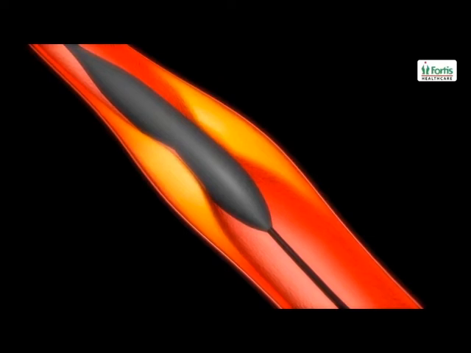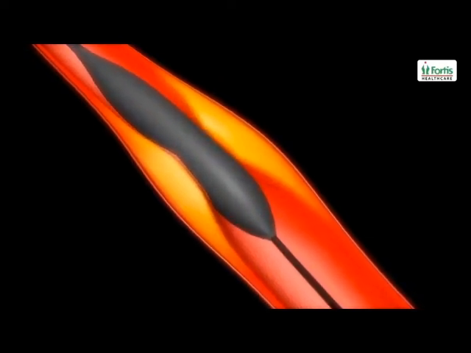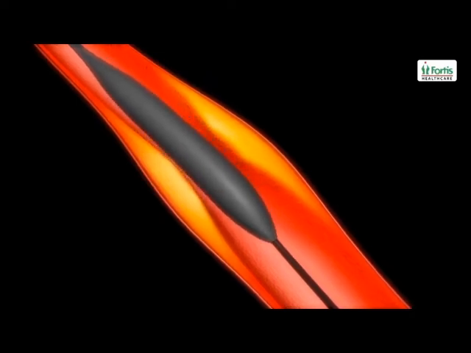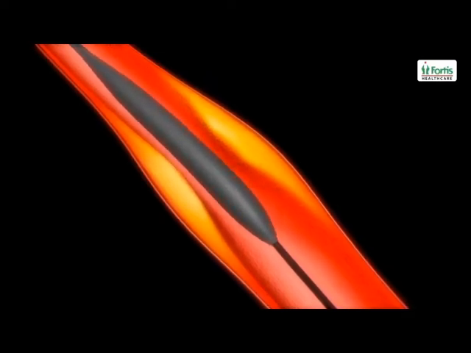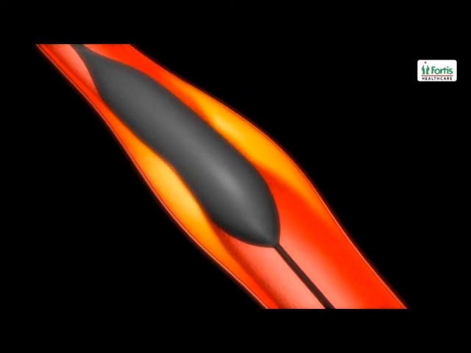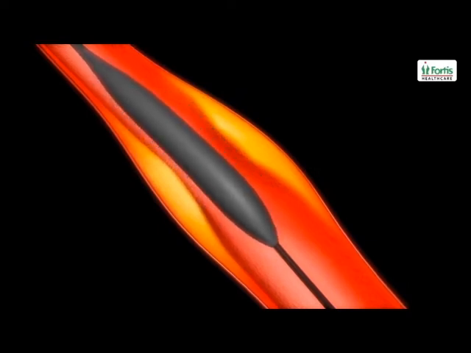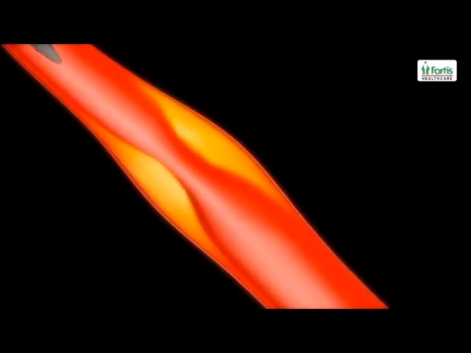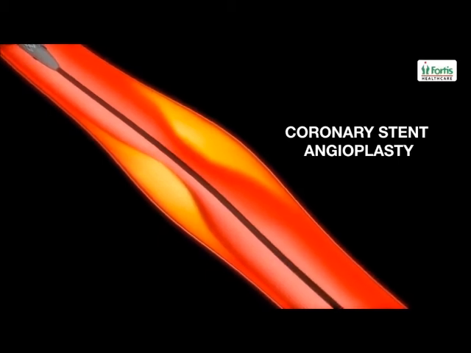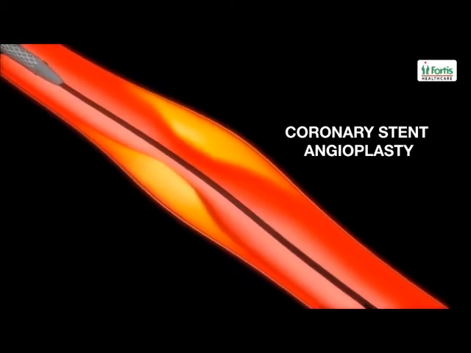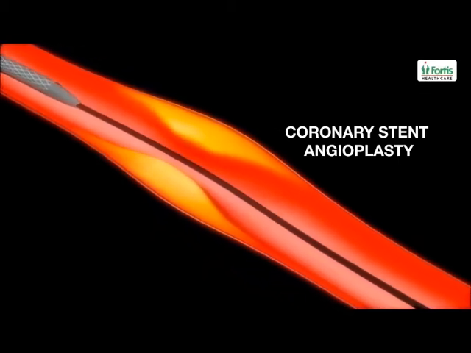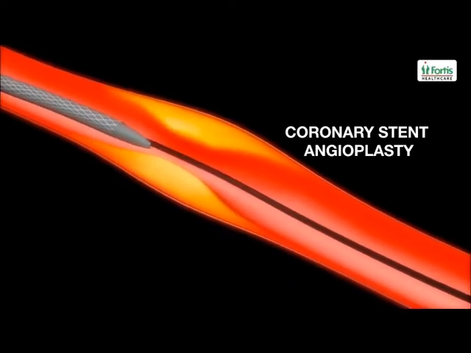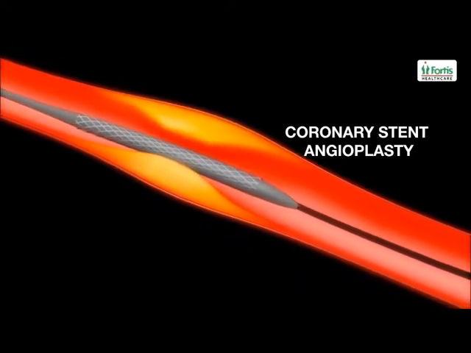Rapid inflation and deflation of the small balloon pushes the vessel wall out, re-establishing the flow of blood in the artery. After the blocked vessel is reopened, the deflated balloon catheter is withdrawn from the artery. The same treatment procedure is repeated in the case of multiple blockages. Most patients may also receive a coronary stent, which is a small tube made of wire mesh designed to keep the artery open once it has been treated.